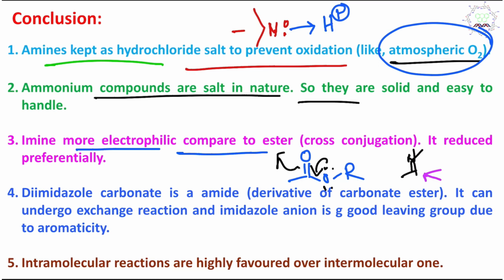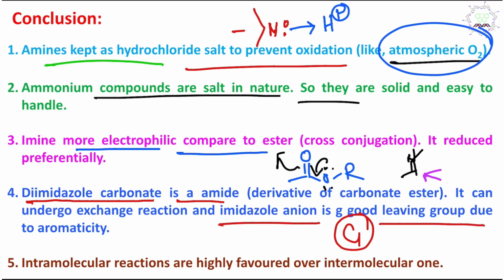Now next is carbonyldiimidazole, or in this case the CDI is actually an amide of imidazole, a derivative of, you can say, carbonate ester, or you can say a C1 source, and it can undergo exchange reaction with the imidazole anion, which is actually a relatively better leaving group due to aromaticity, because the anion is aromatic and stable. And finally, intramolecular reactions are highly favored over intermolecular ones, and that's why we got that five-membered ring derivative.